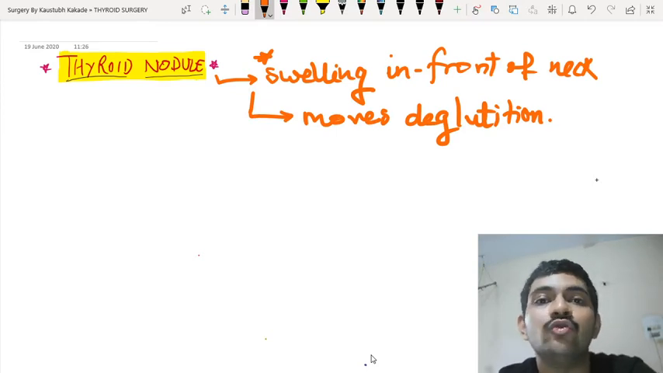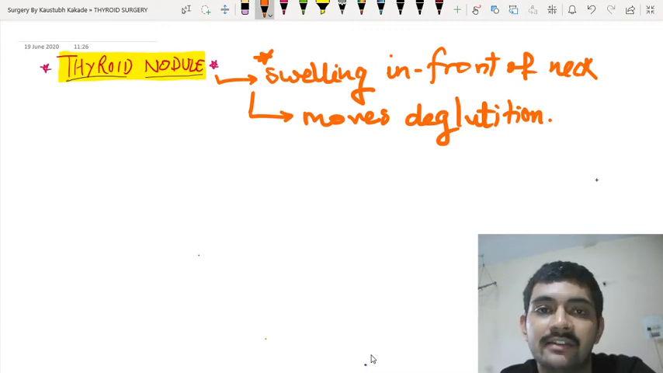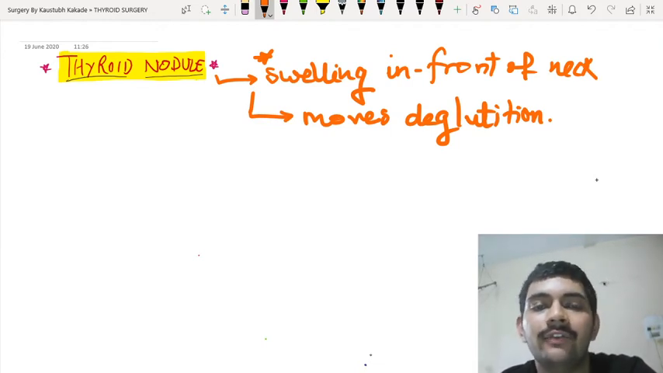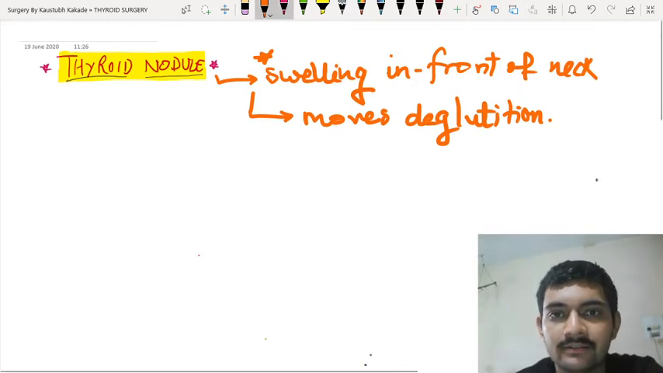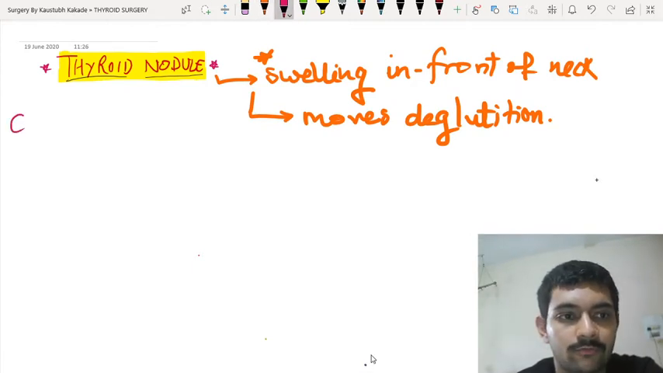So that is a characteristic feature which helps you to identify it to be a swelling of thyroid. Because in the neck, it could be a lymph node, or a cyst, or even a malignancy, a secondary, anything between the swellings. But for a thyroid nodule, a classic identification point is that the swelling is going to move in front of the neck, right, with deglutition.